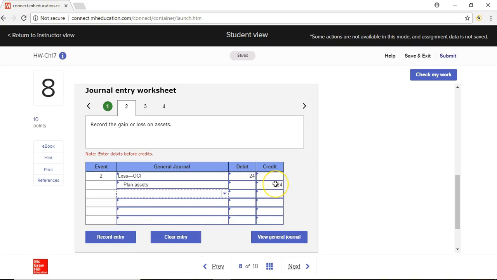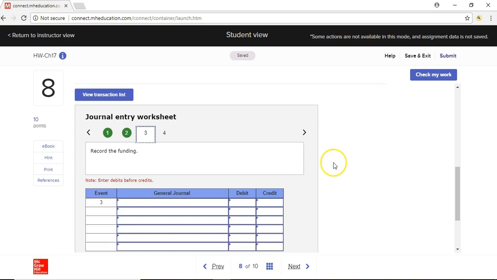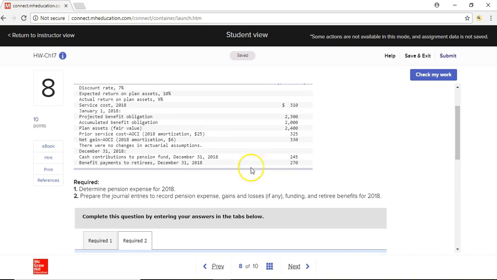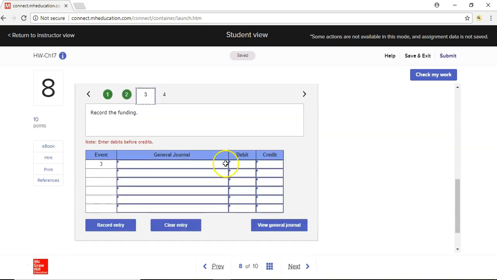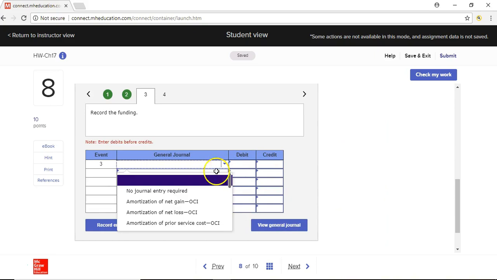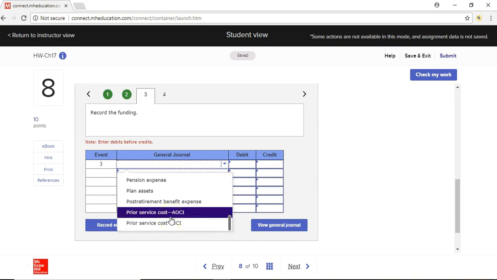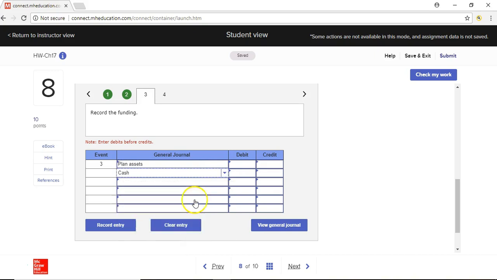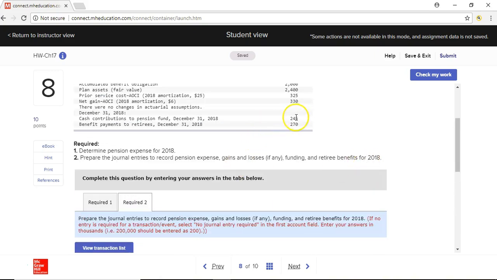by $24,000. Record the funding. Funding means the employer contributes to the plan. Here they said cash contribution to pension fund, $245,000. So plan assets will be increased and cash is decreased by $245,000.